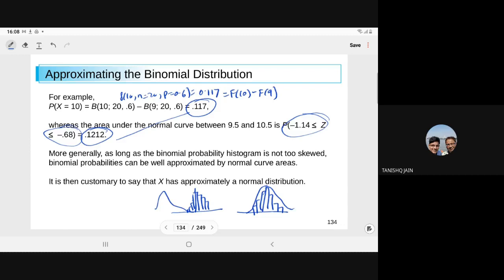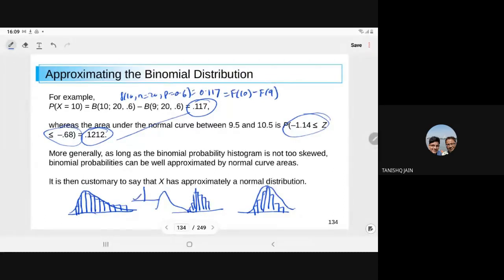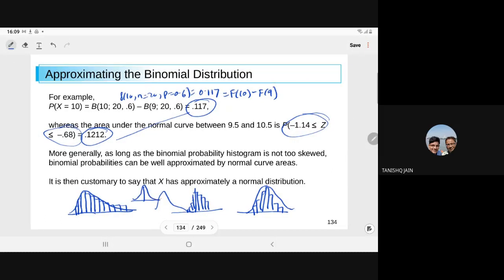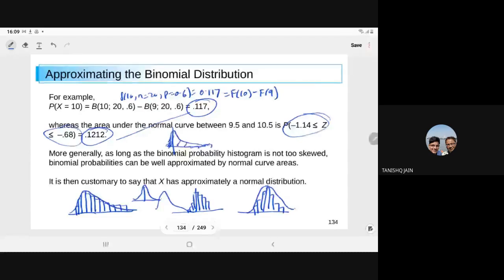If the probability of each trial is not 0.5, then the shape of the binomial curve will be like this. On one side we have more curve, and on the other side we have less curve. It means it is skewed. It is not symmetric like this. On one side we have the lesser area, and on the other side we have more area.